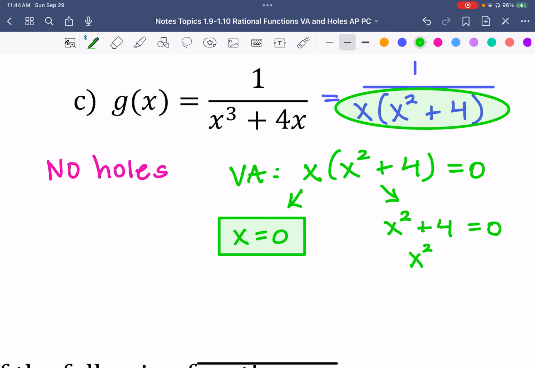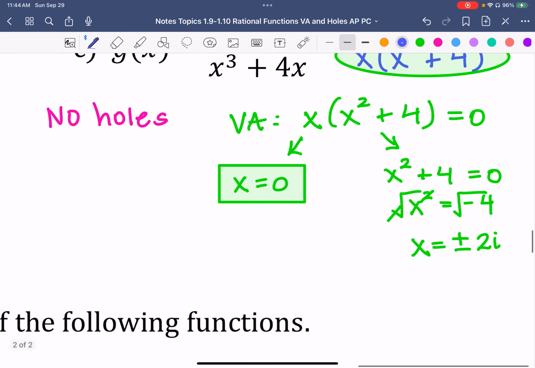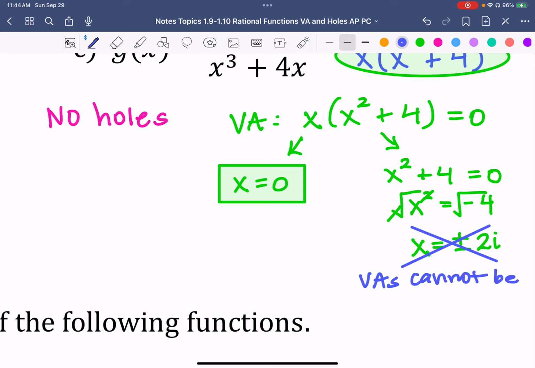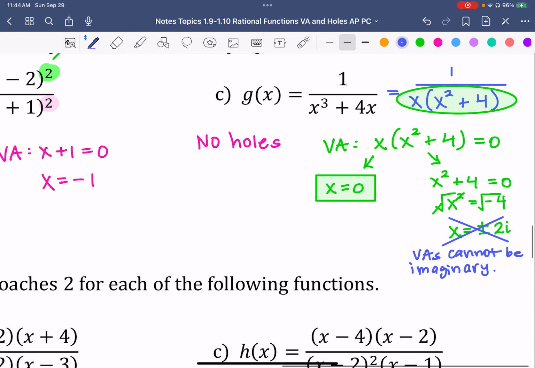I'm going to subtract 4. That's going to give me x squared is equal to -4. I need to square root this. These two cancel out. Every single time you take the square root of a number, you need to remember to add the plus or minus symbol. The square root of 4 is 2. And I do have a negative under the square root, which means that's going to give me an imaginary i. Okay, now this is not going to work, so I'm going to cancel this out. Your vertical asymptotes cannot be imaginary. So this one has no holes and only one vertical asymptote at x equals 0.